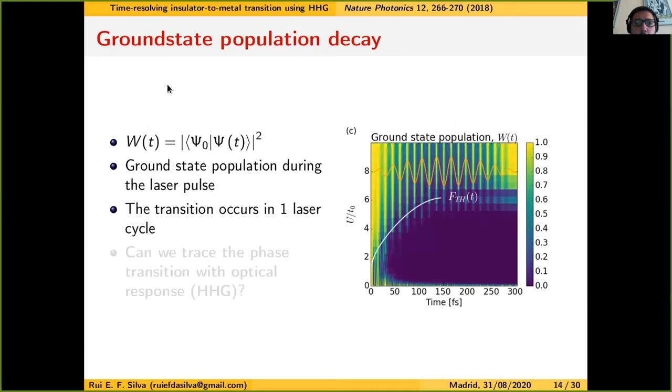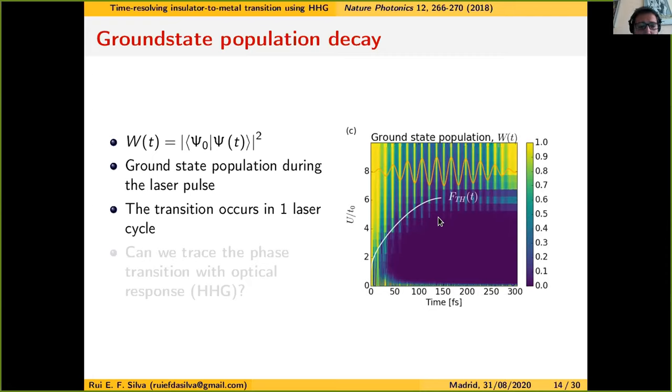Also, when we see the ground state population decay, we see that the ground state decays really. So we have these oscillations, but these oscillations are normal because we are just inside the laser field, and the ground state population oscillates within the laser field. But we see that for the values of U, for example, for U equals 4, the ground state population decays to zero really after we cross the threshold field. And this transition occurs in approximately one laser cycle.